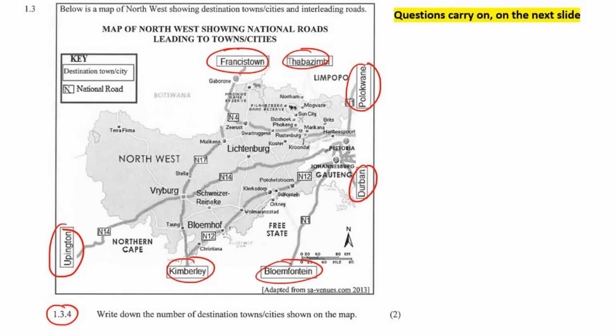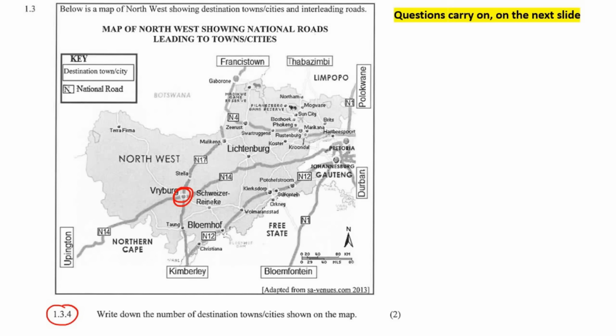And the reason they're called destination towns is because they're not on the map. What they mean is, you might be looking on your map over here, but you know that if you want to go to Upington, you would follow this road, and eventually, maybe somewhere over here, you would see Upington on the map. But Upington is not on the map at the moment, okay? So 1, 2, 3, 4, 5, 6, 7. So that's going to be 7.